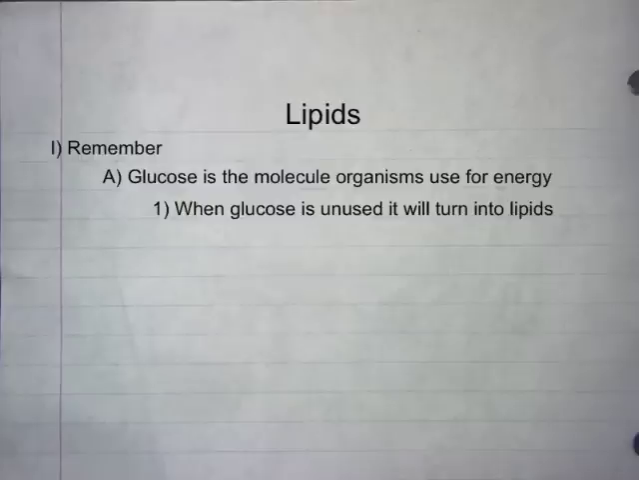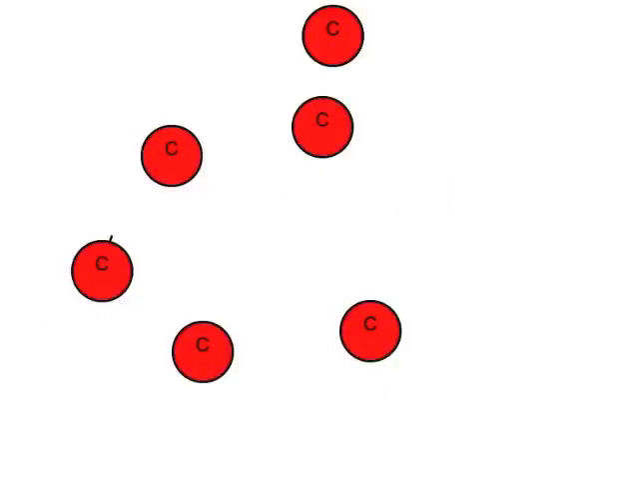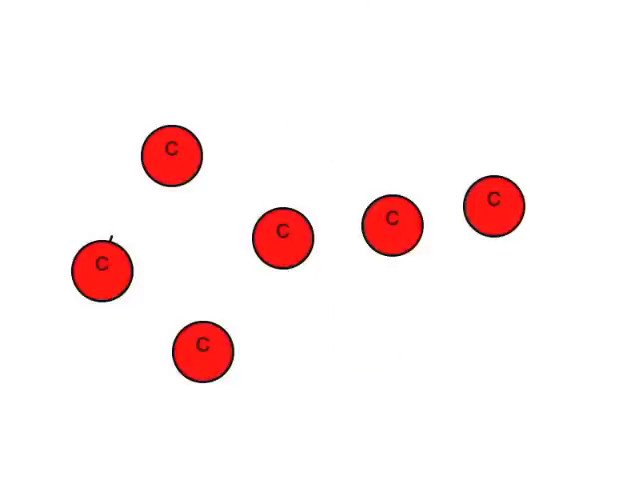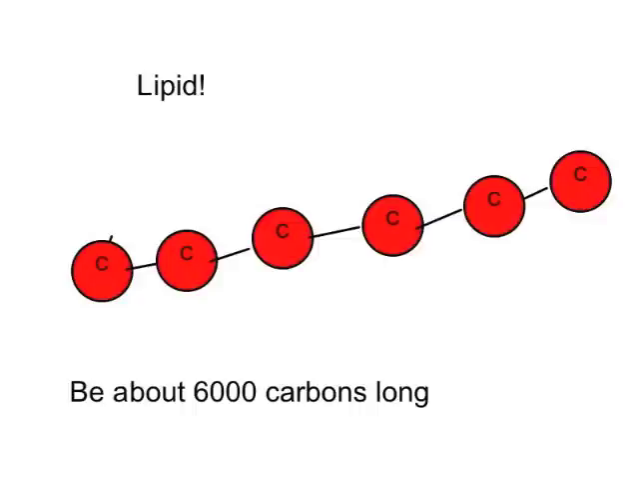Lipids. Remember, glucose is the molecule organisms use for energy. When glucose is unused, it will turn into lipids. How the body makes lipids is it takes glucose molecules in the bloodstream that are unused. It then will break down, using energy to break the bonds between the carbons and the oxygens, then begin to form them into a long chain. Then these carbons are arranged in such a way that they are able to be stored easily, creating a lipid. This is then stored in parts of the body where it can be called upon in times of emergency.